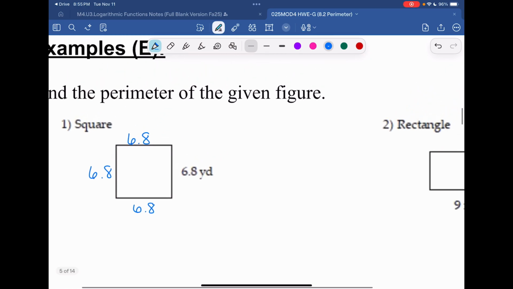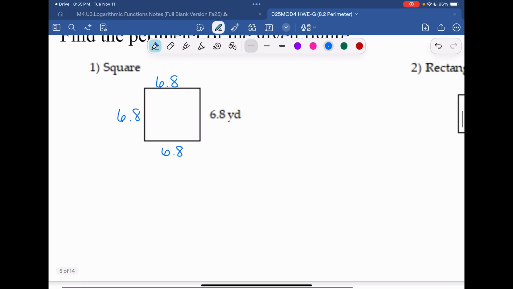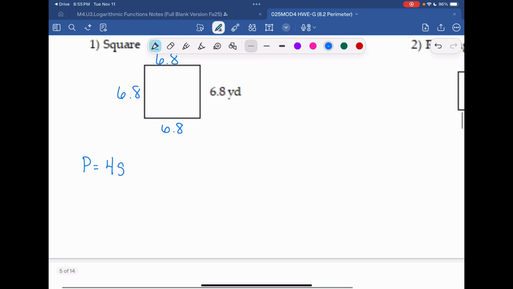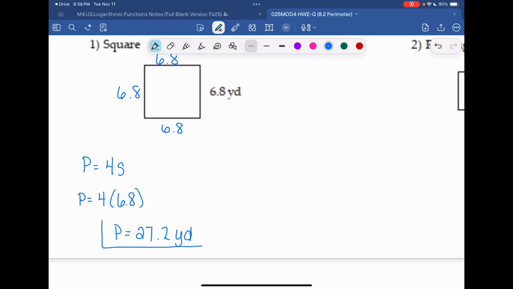Option 2, we can use our formula that says the perimeter of a square is 4 times the length of a side. And so I'm going to do that and say that this is 4 times 6.8. And so my perimeter would simply be 27.2 yards. You always want to make sure that you use units. And for perimeter, the units are going to be the same as the units of your side.